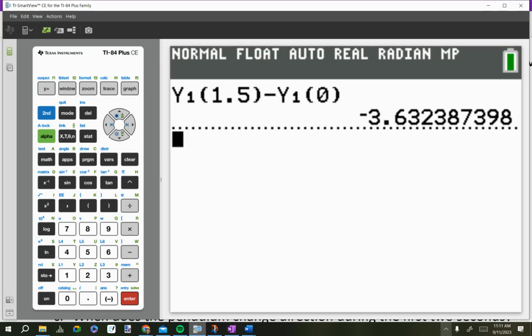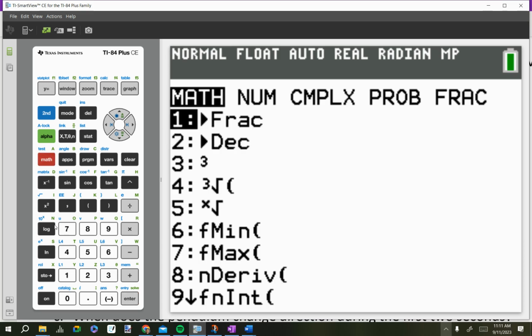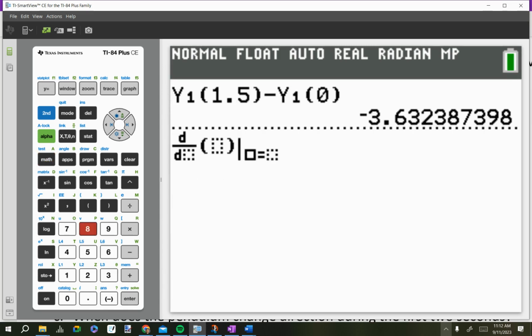So let's do that. We talked about this already a couple weeks ago, but we're going to find the derivative. To find the derivative in our calculator, we hit the math button right here. We hit the math button, and then we're going down to number 8, numerical derivative. Right there, it's d over d something. So it's d over dx.